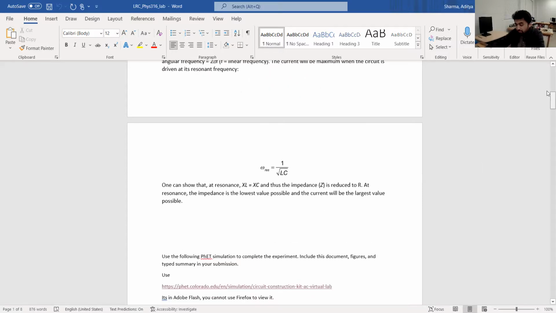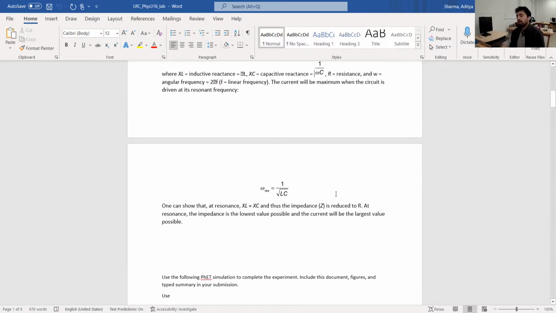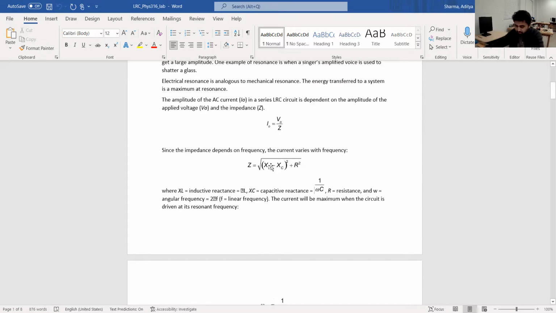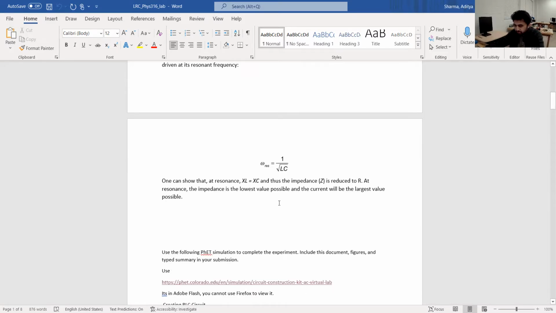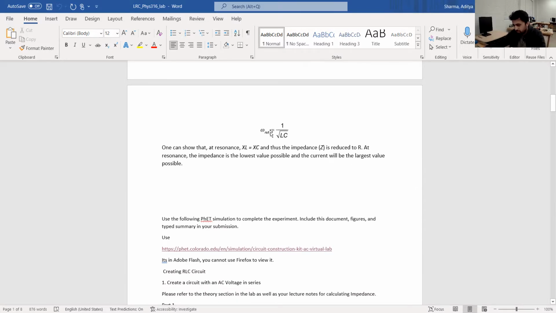Okay, we also have this resonant frequency. So in an RLC circuit, there is a resonant frequency. And at this frequency, the two reactances become equal to each other. And when that happens, obviously, from this equation, you will know when XL is equal to XC, they will cancel out. So Z becomes equal to R. And that is called the resonant frequency. And impedance is the lowest value possible, and current is at its highest. So this is what we will be trying to find.